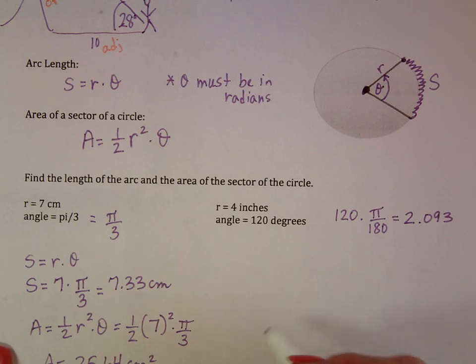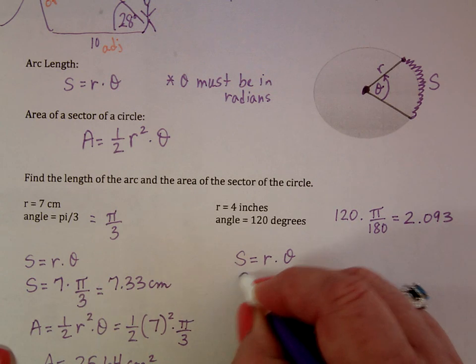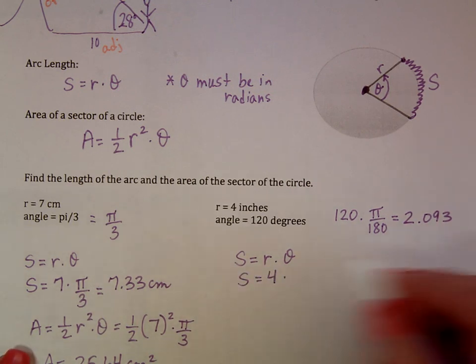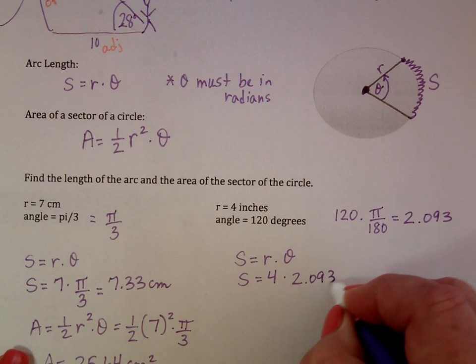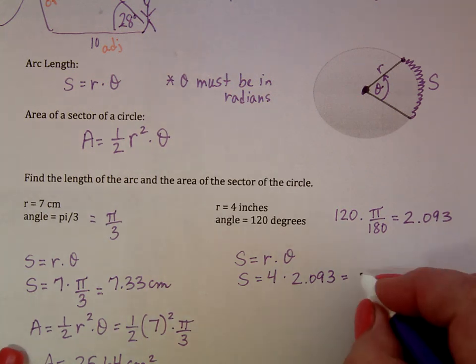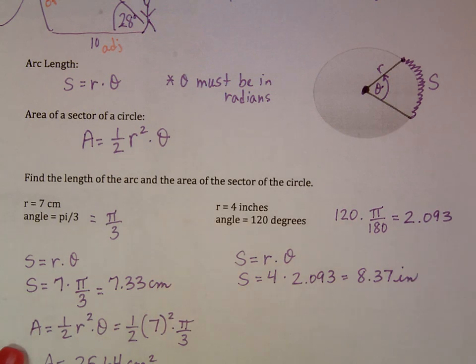So my S equals r times theta. In other words, r is now 4 inches times my theta of 2.093. So you take your 2.093 times 4, you get 8.37. Units are the same as what it is for the radius, so that's your inches.